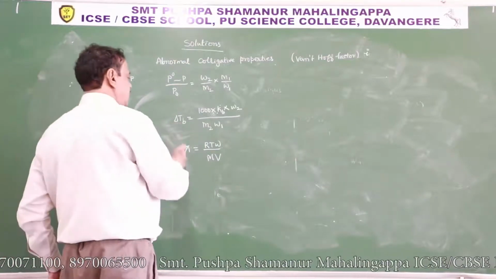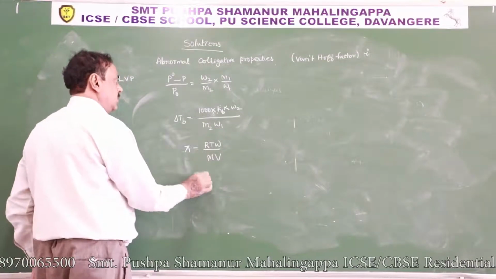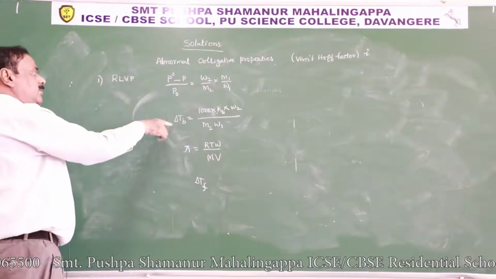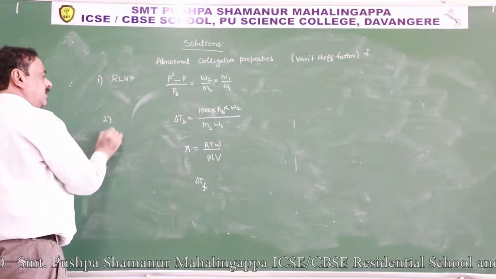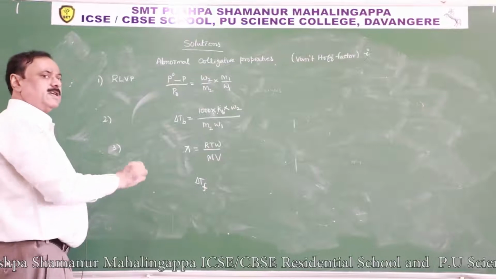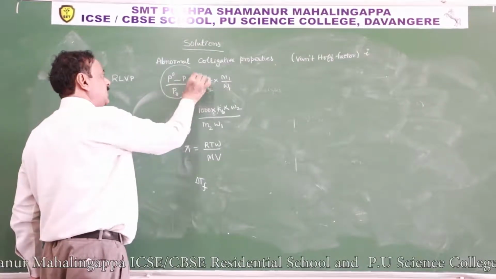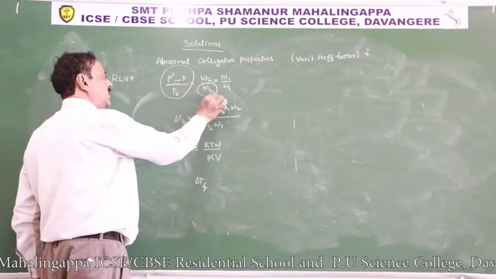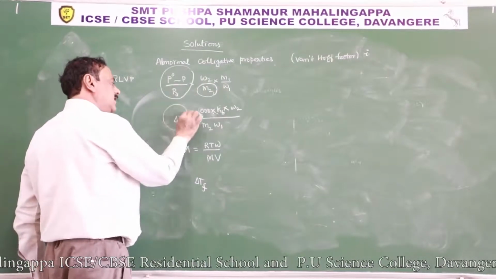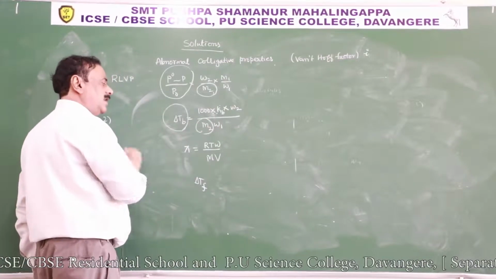Either by means of delta TF also, that is a relative lowering of the vapor pressure, elevation in the boiling point, or osmotic pressure, or depression in the freezing point. Here consider the relative lowering of the vapor pressure is a colligative property, and M2 is the molecular mass of the solute. Delta TB is the colligative property, and M2 is the molecular mass.